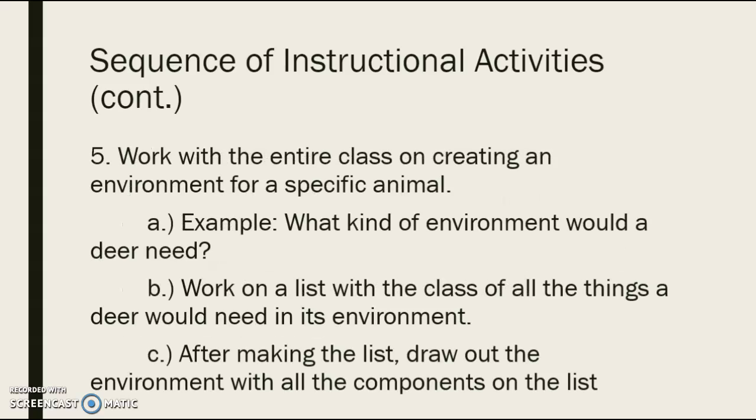So we want to work with the entire class first. That way everyone has a chance to get hands-on with it, and so they're not going into an entire project without any information whatsoever. So we wanted to start with the entire class working through an example. So, for instance, what kind of environment does a deer need? They need like trees and stuff like that, obviously. Work on a list, and then we'd work on that list with the class. And then after we're done making that list, the teacher would help guide the class in making a picture for that theoretical deer that we're talking about. So that way they have a better idea of what the project will entail.